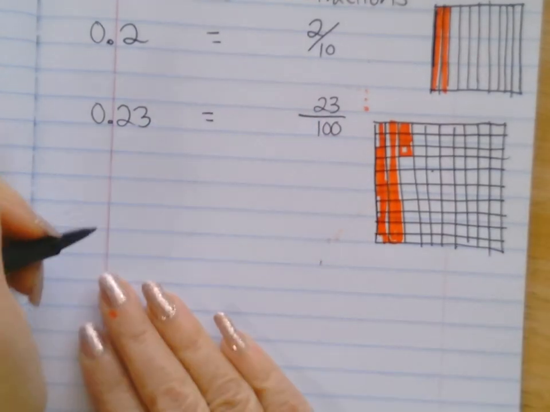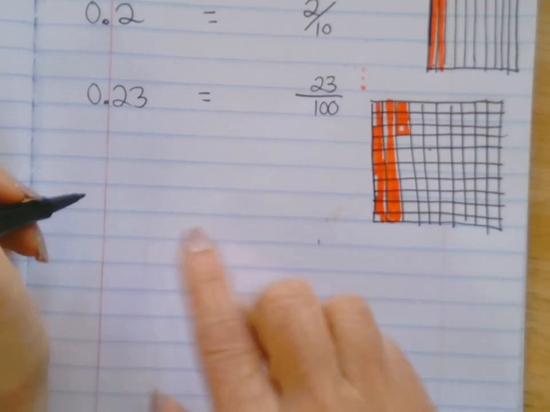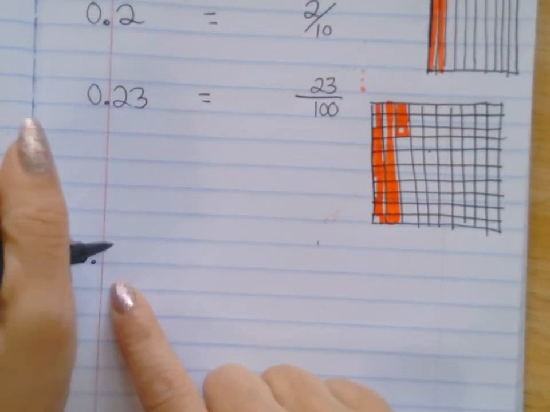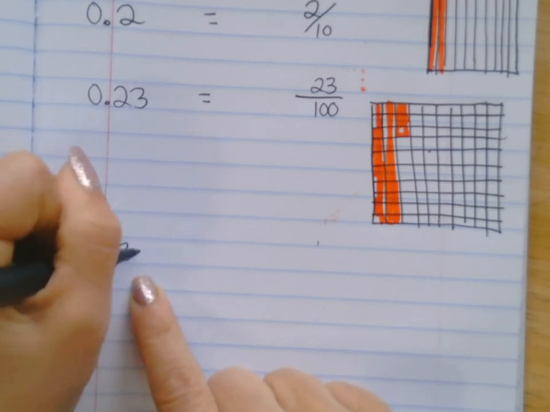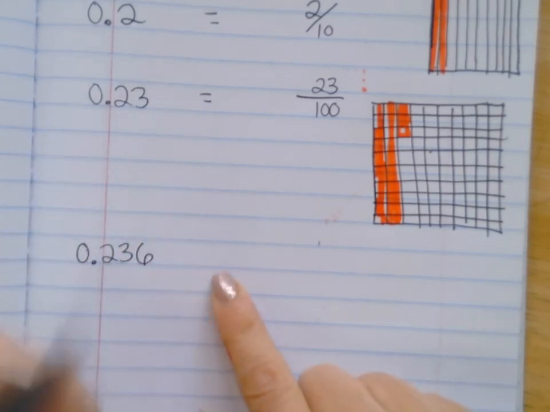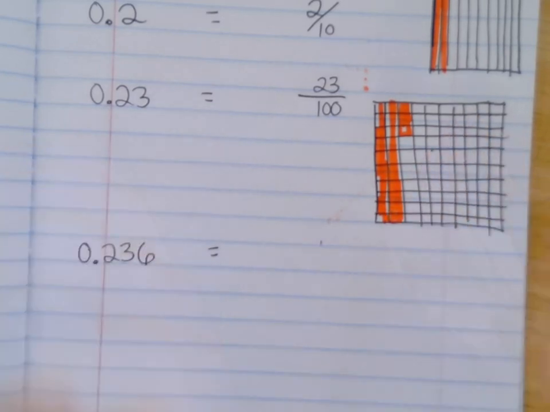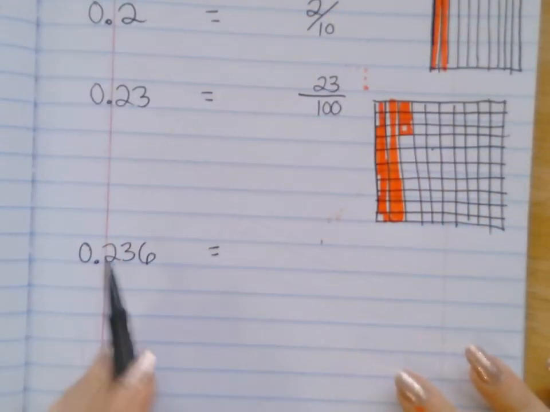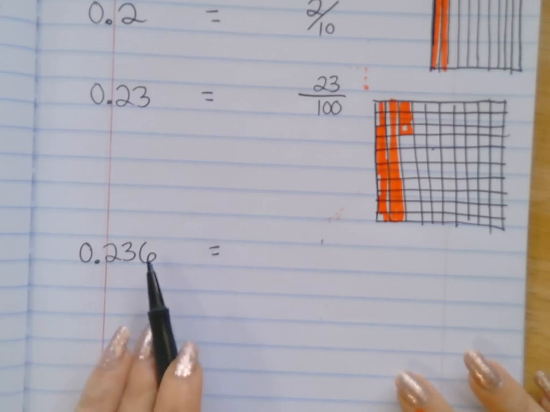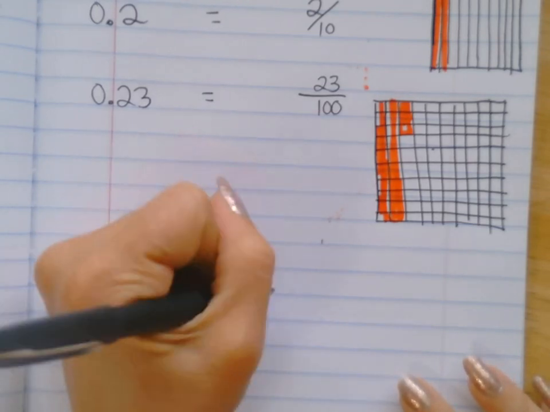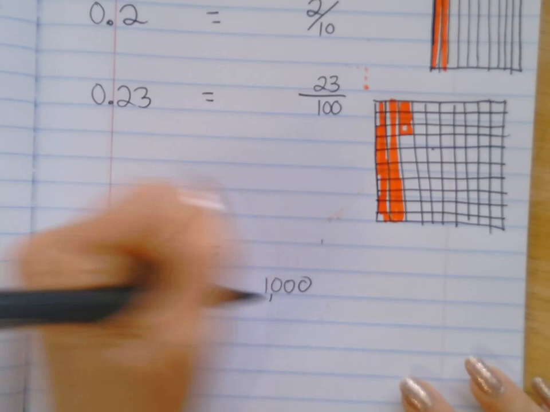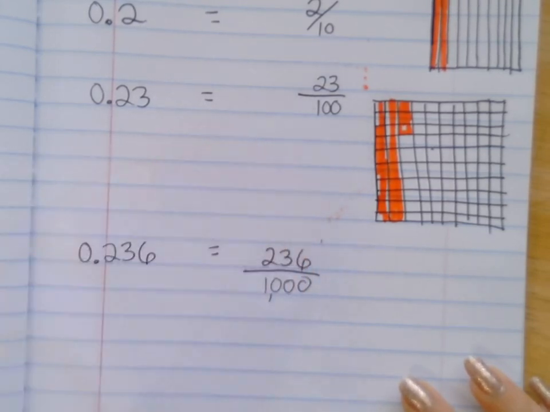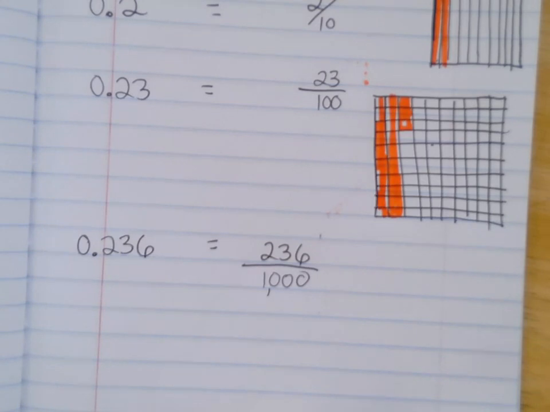Last number we're going to do, and I actually had to film this video again because I did try to draw thousands. And obviously I wasn't very successful, or else I wouldn't be making a second video. So we're going to just leave the picture in our imaginations. Remember, it's 3-dimensional though. Since the 6 is in the thousandths place, I need 1,000 to be my denominator. And then the numerator, 236.